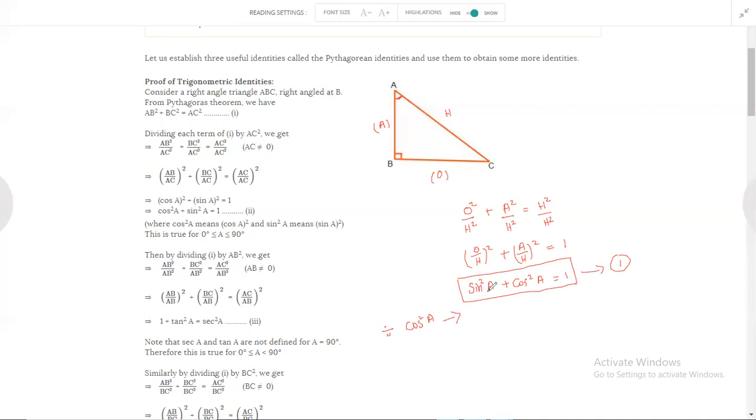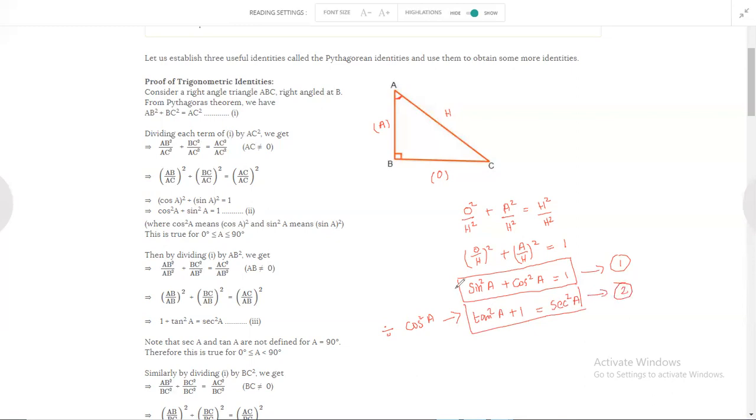So sine square A by cos square A. Sine divided by cos is the tan ratio. So sine square A by cos square A is tan square A, plus cos square A by cos square A is 1, is equal to 1 by cos square A. 1 by cos theta is sec theta. So this will be sec square A. This is the second identity. So you got the second identity.